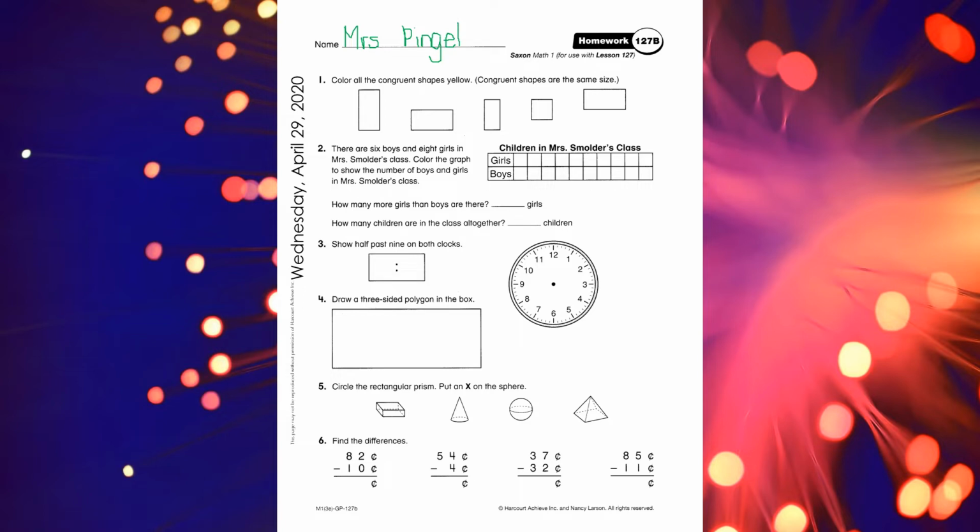Number 1, color all the congruent shapes yellow. Congruent shapes are the same shape and same size. Okay, let's see here.